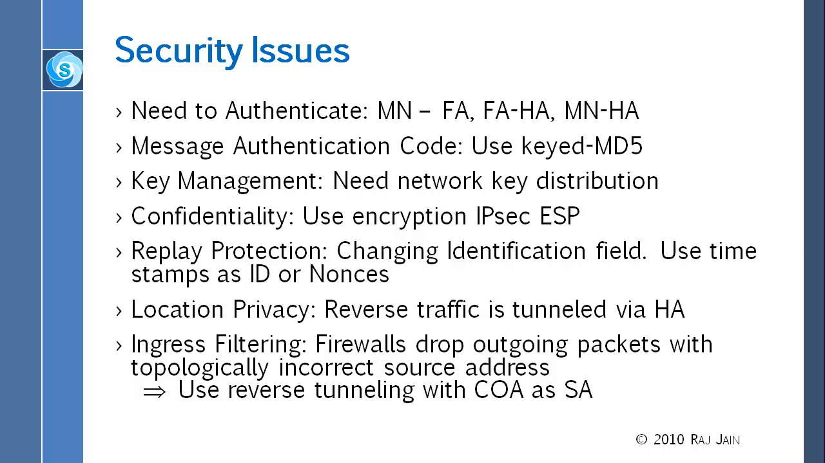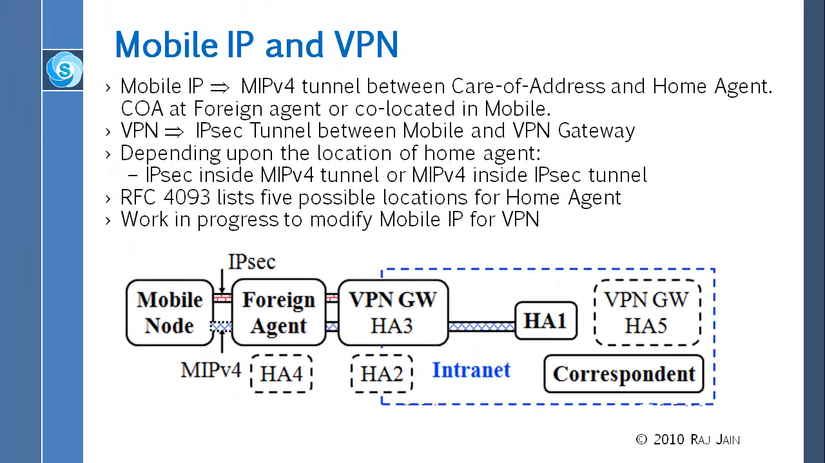Ingress filtering. Firewall drops outgoing packets with topologically incorrect source address. So basically, that's another thing, is that you couldn't really use a wrong IP address if the network was secure. So if it was a secure foreign network, they will not let any foreigner use their address as a home address, and send out packets like that. So all that can be done. So that can be taken care of by reverse tunneling. Okay. All right. Now VPN.